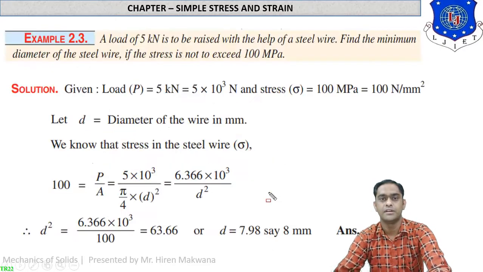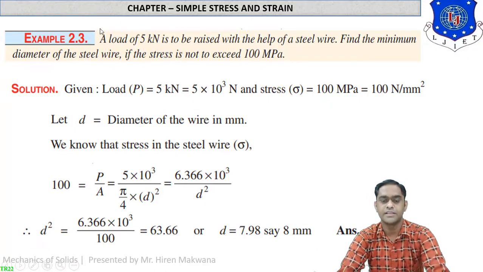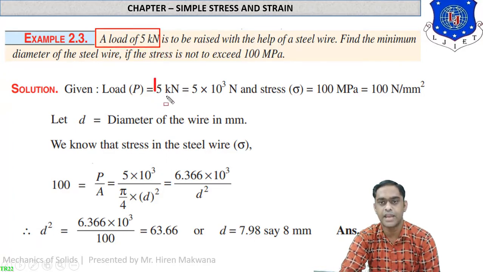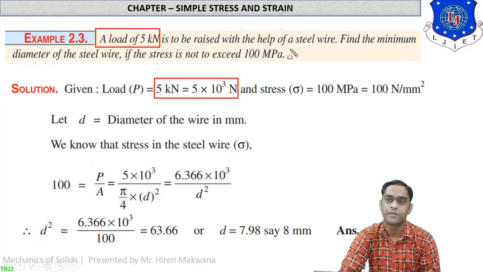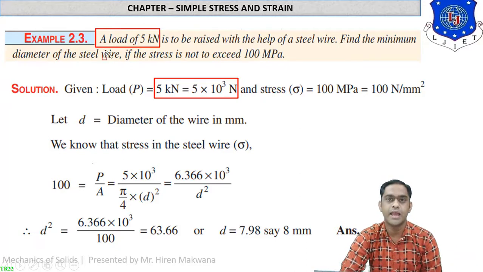Now moving ahead, let us see another example, 2.3. What is given in this? It is given that a load of 5 kilonewton, 5 kilonewton means again 5 into 10 raised to 3 Newton, is to be raised with the help of steel wire. So the load is to be lifted by steel wire. Find the minimum diameter of steel wire. Okay, we have to find the minimum diameter of steel wire.